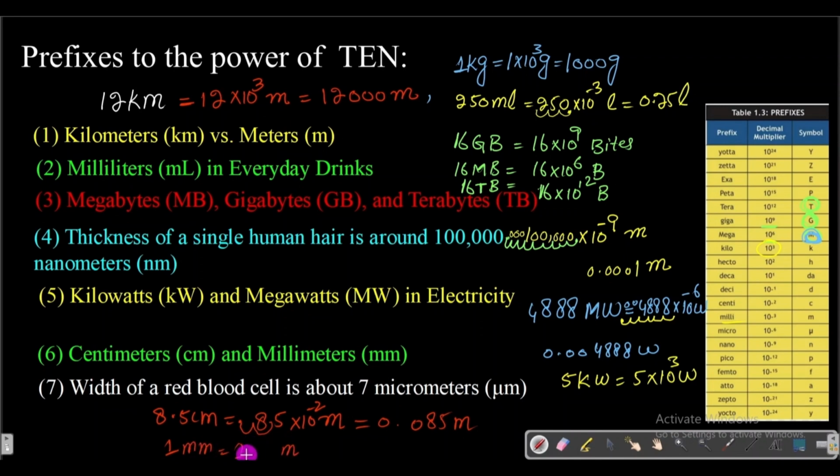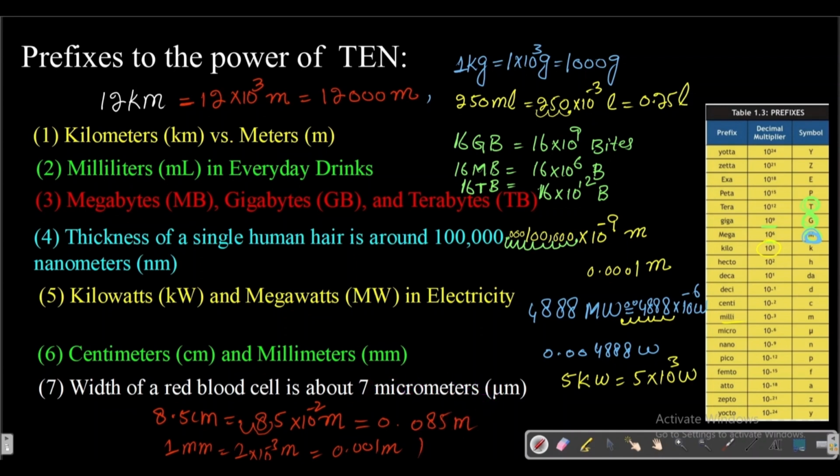Okay. And similarly in millimeter, let's say 1 millimeter, here 1 is the number, meter is the unit, and milli is present here, which is equal to 10 power minus 3, and this is equal to 0.001 meter.